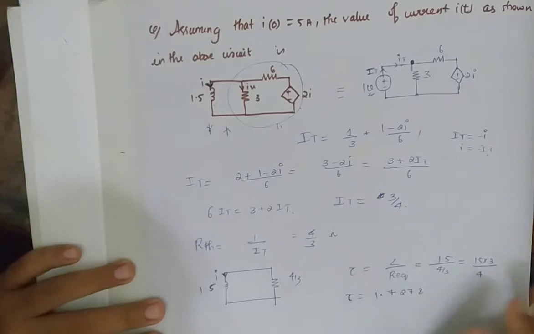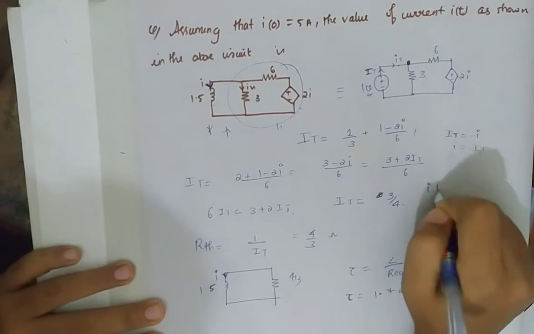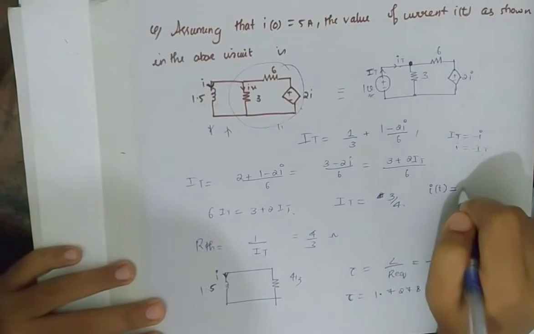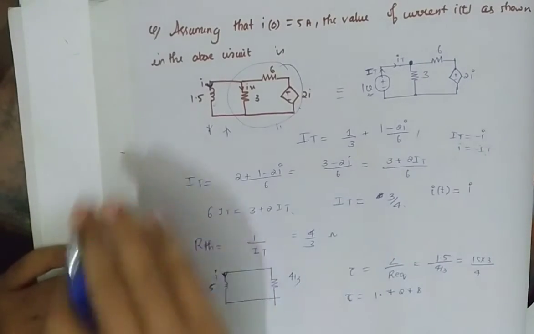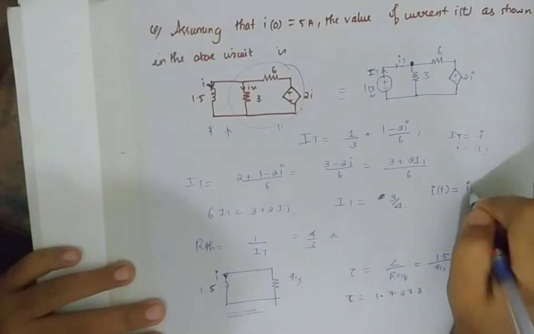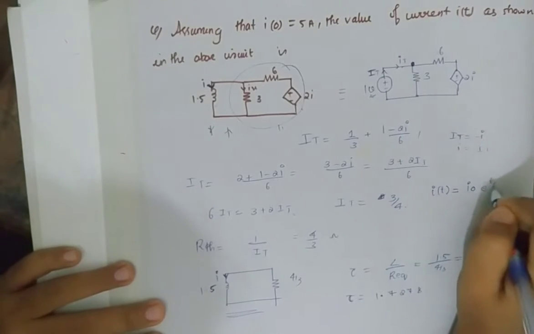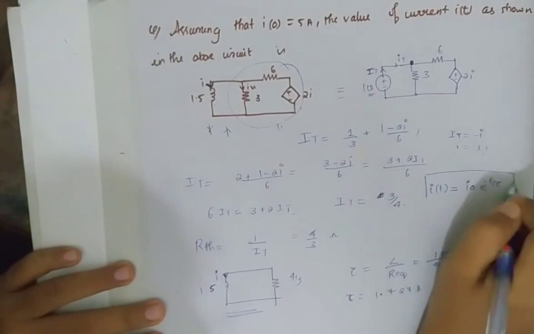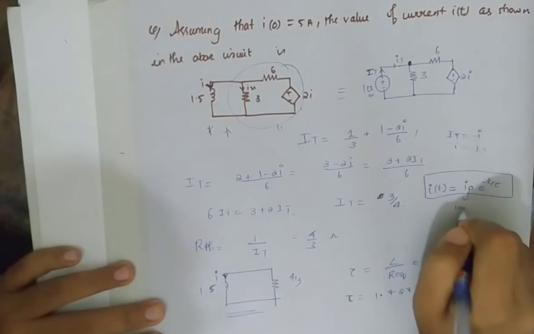and the current across an inductor, the formula is I of t is equal to, for source free circuit. Okay, this is a source free circuit. For a source free circuit, the current across an inductor is equal to I0 e raised to minus t divided by tau, where I0 is the initial current.